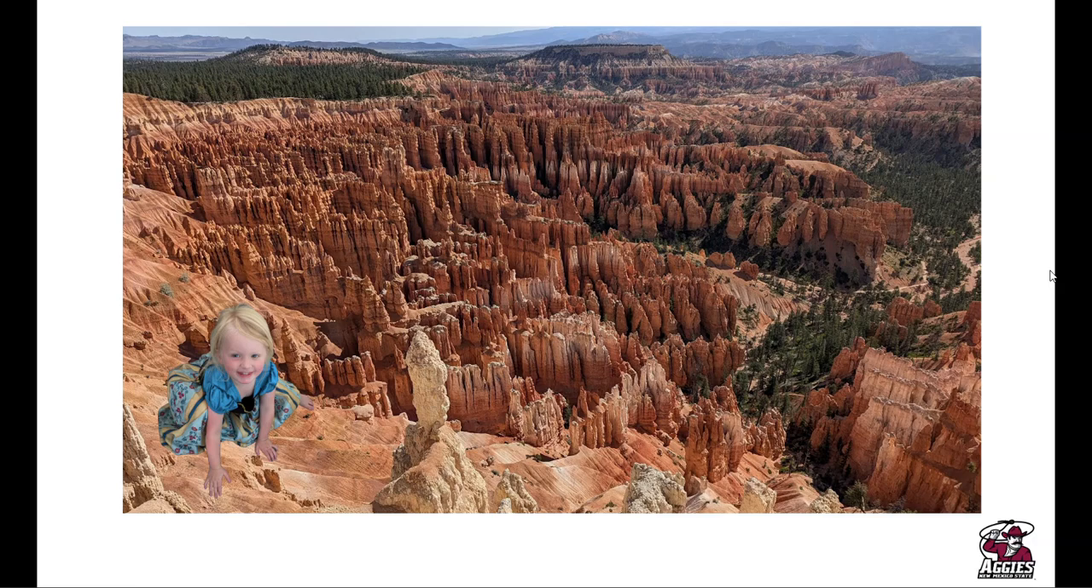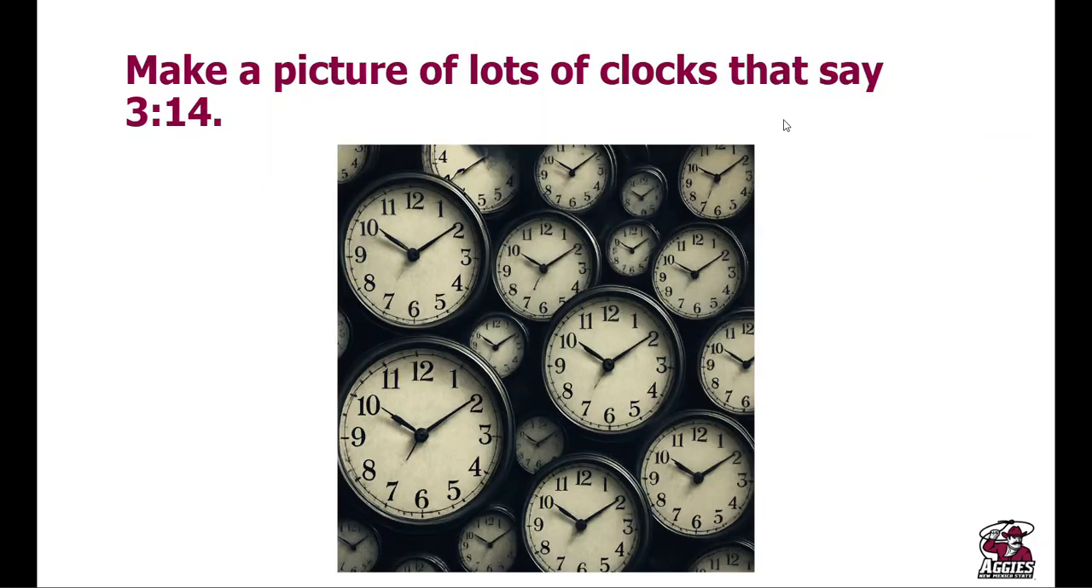Here's another example. I asked ChatGPT to make a lot of clocks that say 3:14. This can be different times you do it, but this was actually the first time I did it, and this is what it gave me. There's a lot of really nice clocks here, but none of them say 3:14. In fact, they all say 10:10. Why in the world would they all say 10:10? We know as humans that it's only 10:10 twice a day, but it's putting it every single time.